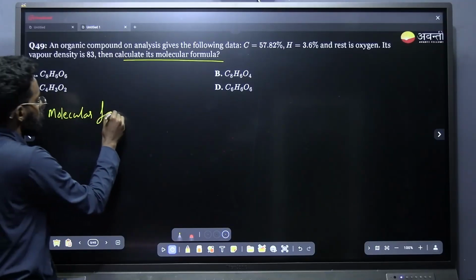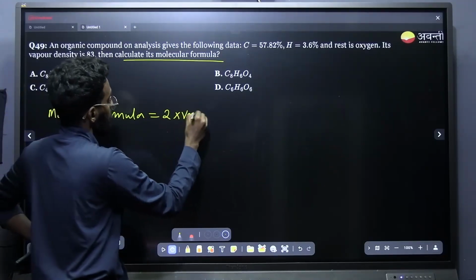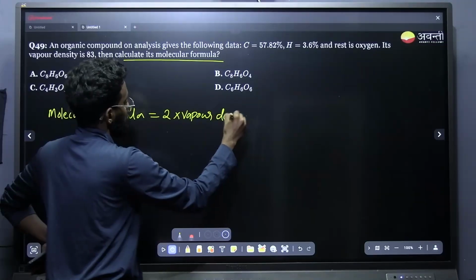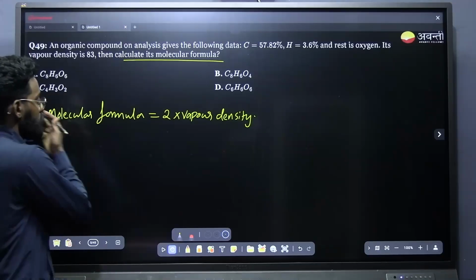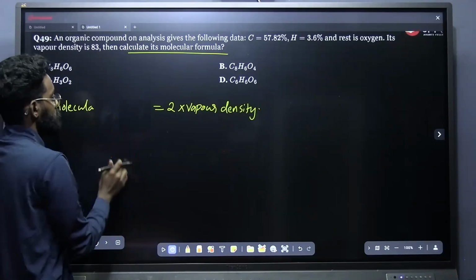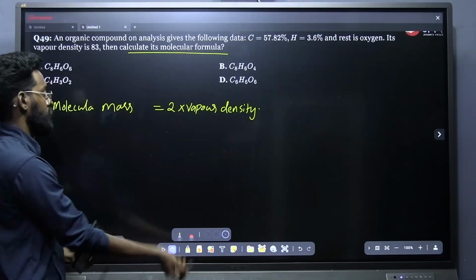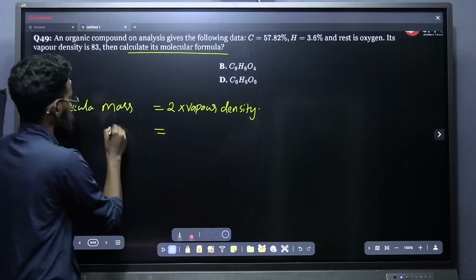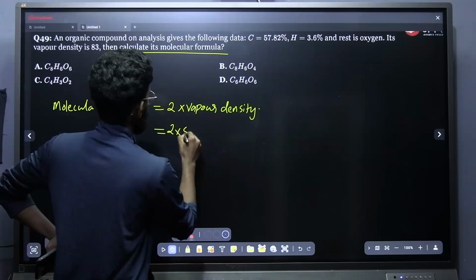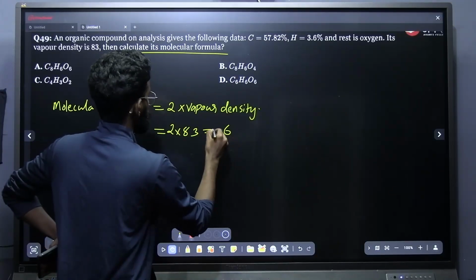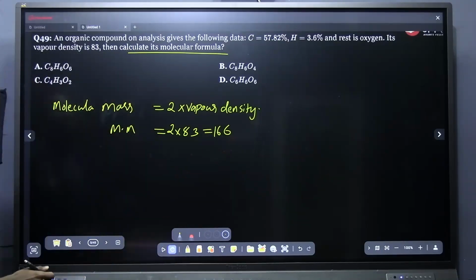Note down this relation: molecular formula is equal to 2 into vapor density. No, sorry, not molecular formula, it is molecular mass. Molecular mass is equal to 2 into vapor density. So from this I can find out the molecular mass, which is equal to 2 into vapor density, given as 83, which is equal to 166. Okay, now we have to find out the molecular formula.